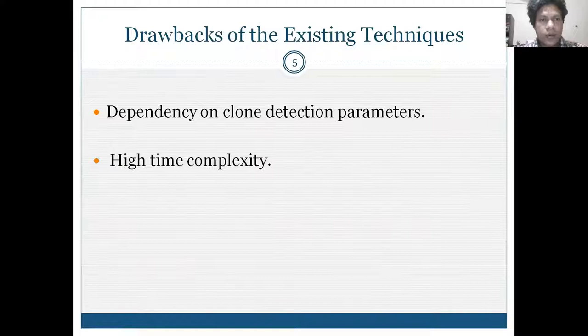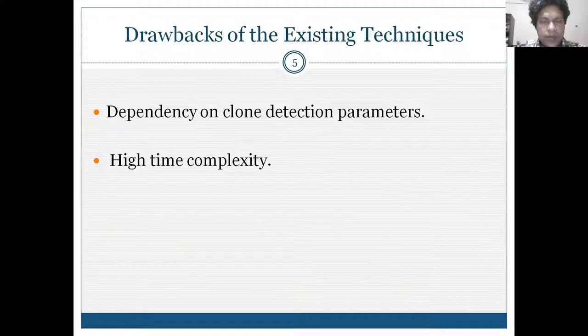There are some drawbacks of these existing techniques. The first one is dependency on clone detection parameters. Each of the existing techniques depends on a particular clone detector, and the accuracy of a clone detector depends on different parameters, such as the minimum line threshold or the maximum line threshold. The second is high time complexity. The clone detectors are generally designed to detect all groups of similar code fragments from the entire code base. Thus, these have a time complexity of big O of n squared.